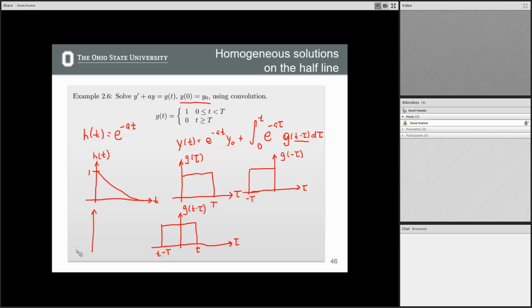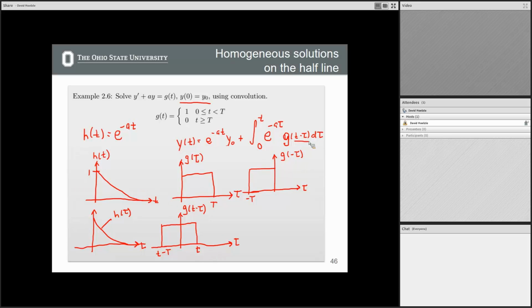with respect to our integrating factor, which is tau. This is h of tau, right? I have a solution y of t is equal to the integral between 0 and t of e to the negative a tau g of t minus tau d tau.